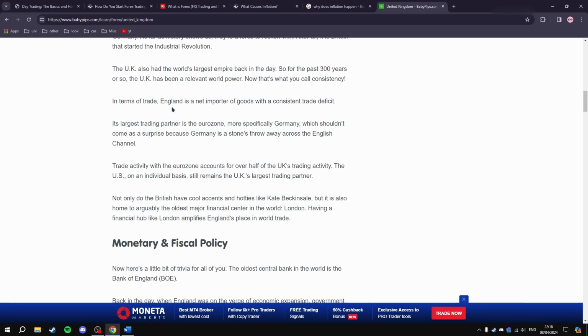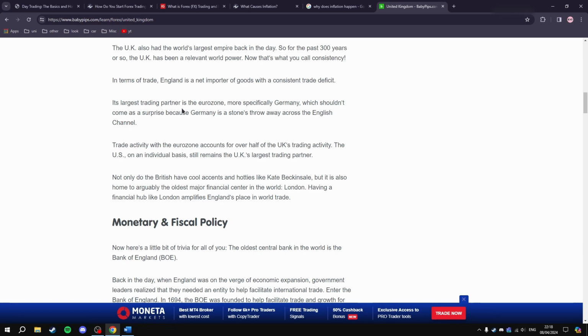In terms of trade, England is a net importer of goods with a consistent trade deficit. Its largest trading partner is the Eurozone, more specifically Germany, which shouldn't come as a surprise because Germany is a stone's throw away across the English Channel. Trade activity with the Eurozone accounts for over half of the UK's trading activity. The US on an individual basis still remains the UK's largest trading partner. Not only do the British have cool accents and hotties like Kate Beckinsale, but it is also home to arguably the oldest major financial centre in the world, London. Having a financial hub like London amplifies England's place in world trade.